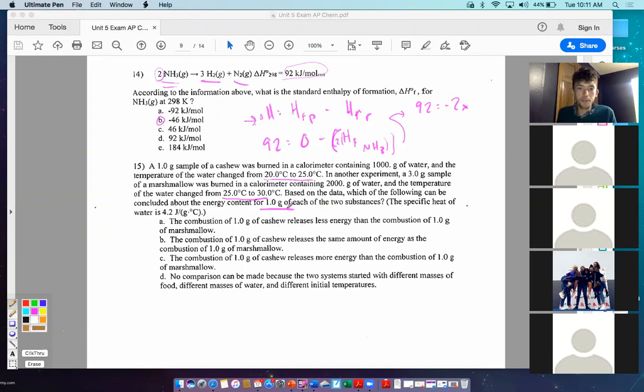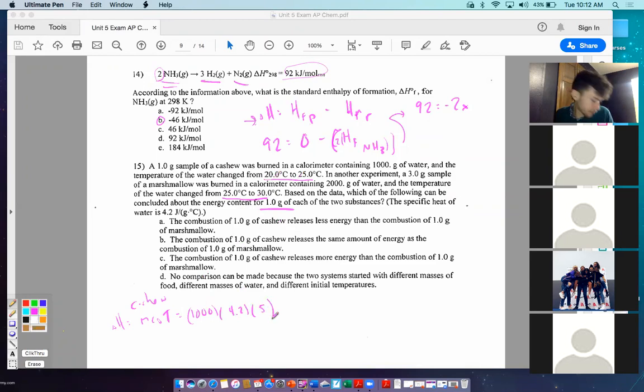Okay, so I'm trying to figure out, I want to make a ratio right now of how much heat energy 1 gram of each of the substances could release. So what I could do is write a little equation to figure out the heat energy actually released in these 2 experiments. So for the cashew, I know that delta H is MC delta T. The mass of my water was 1,000. The specific heat of my water is 4.2, and the delta T was 5.